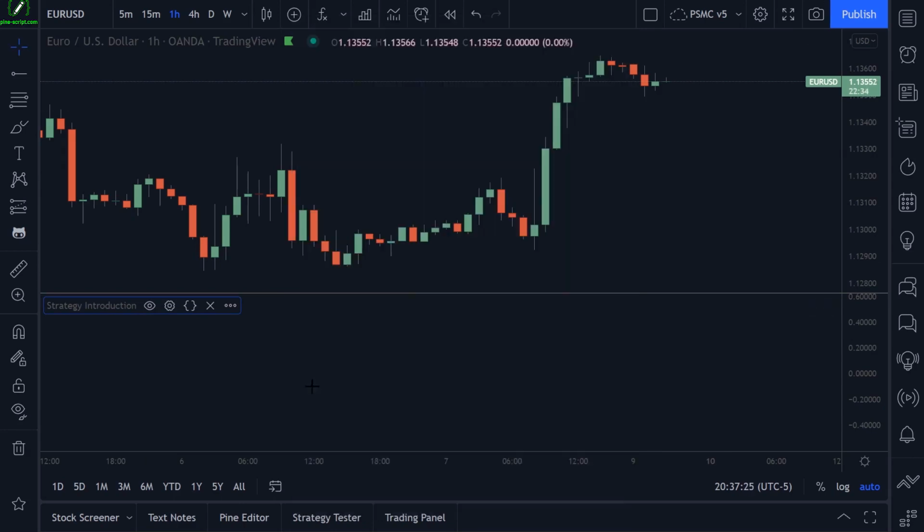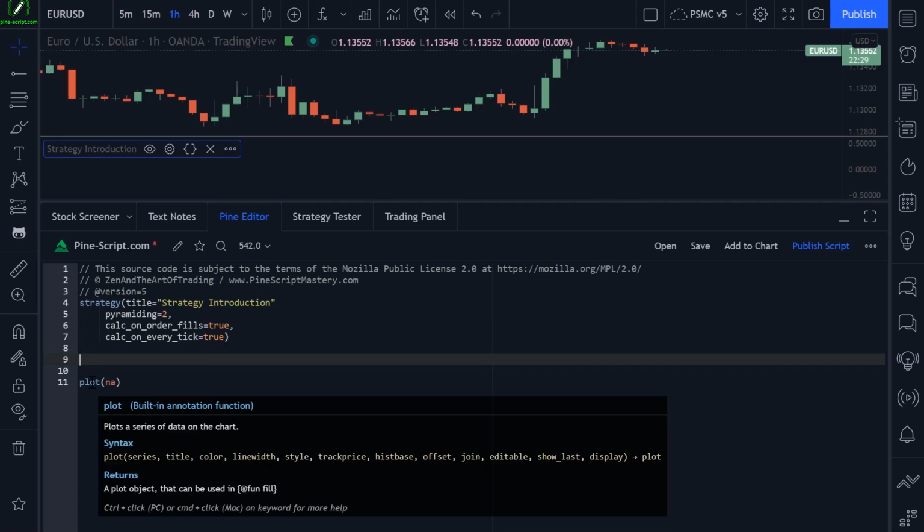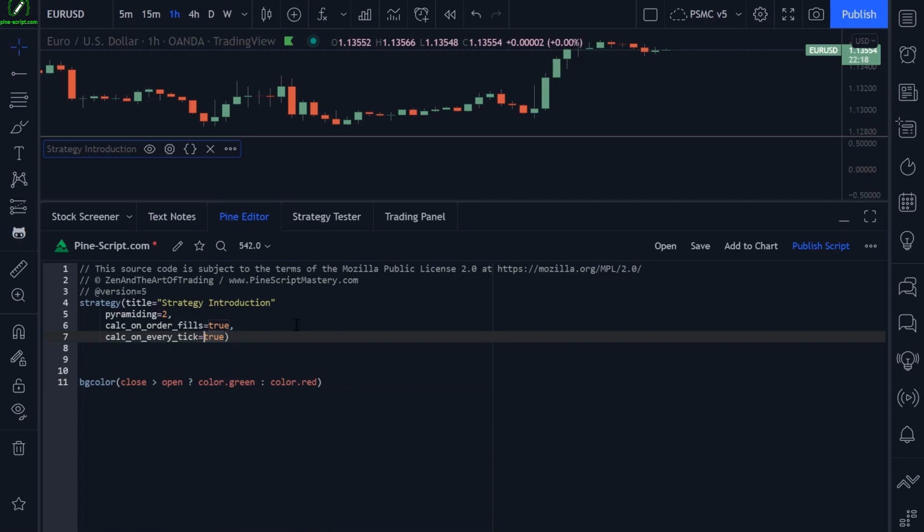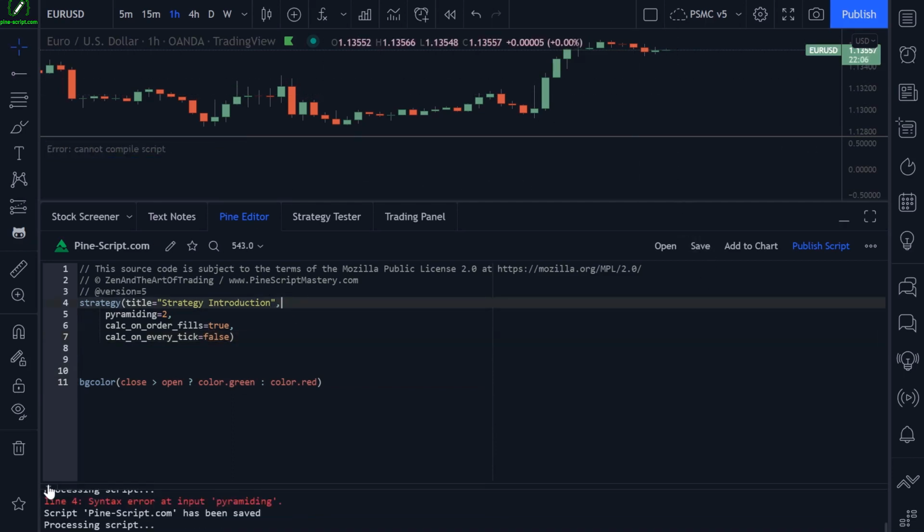So let's do an example here. Let's change the background color. If the close is greater than the open, let's set it to color.green. Otherwise, let's set it to color.red. Let's set calc on every tick to false. Save our code. I need to put a comma in there. I don't know how that got deleted.